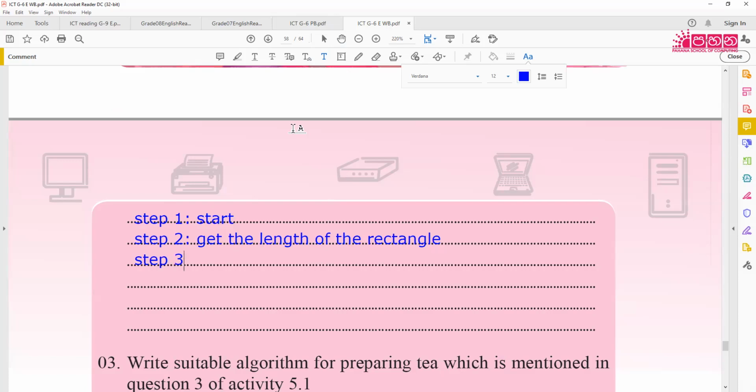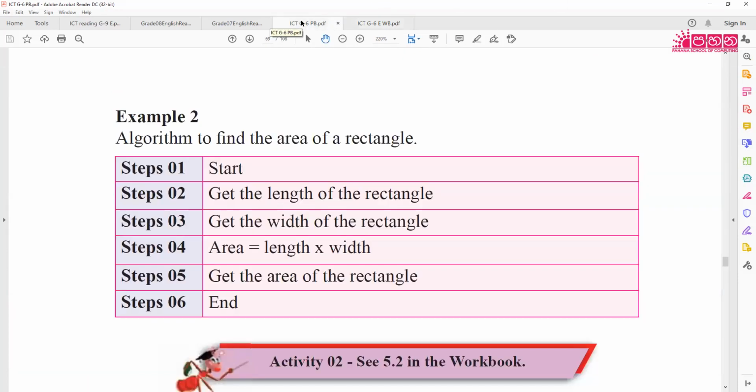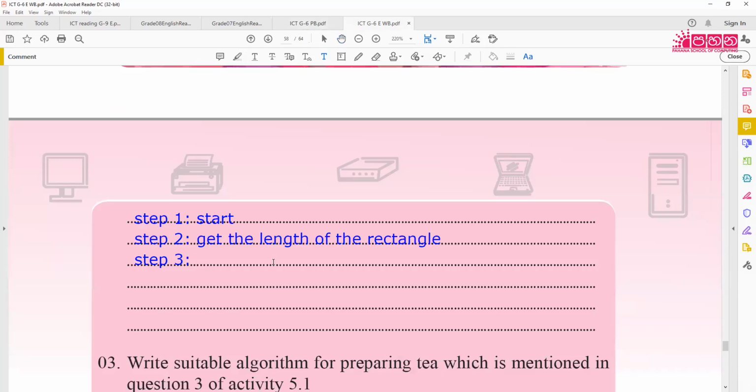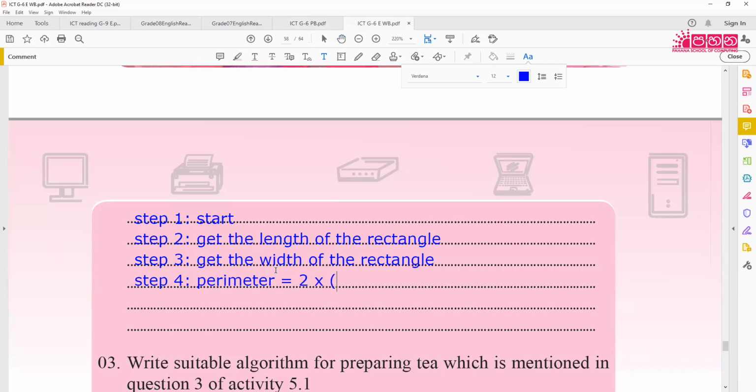Step 3. Get the width of the rectangle. We can say get the width of the rectangle. Step 4. Yes, we can say perimeter equals 2 into length plus width.